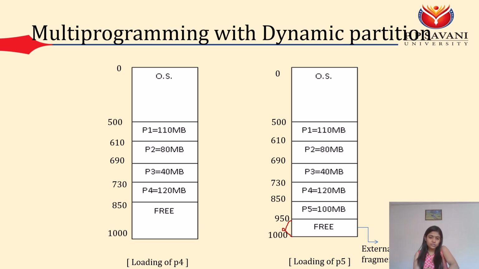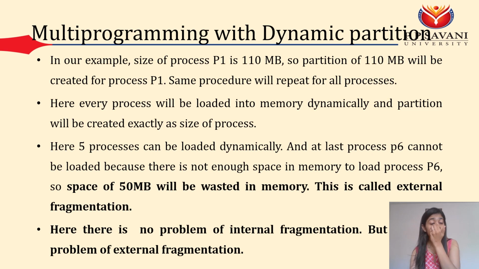So P6 is not going to be allocated. In dynamic partition, the partition is not decided at the starting itself. It is going to be created according to the process size. Let's say in our example, the size of process P1 is 110 MB. So a partition of 110 MB is going to be created, and the remaining memory is going to be created as a second partition, which is currently free.